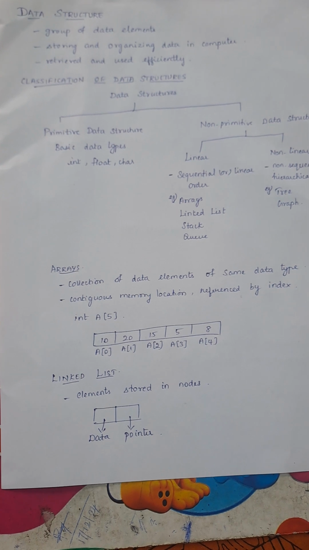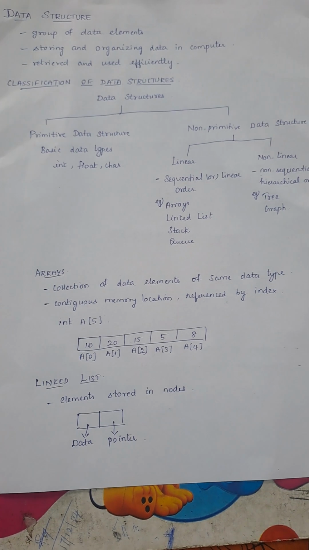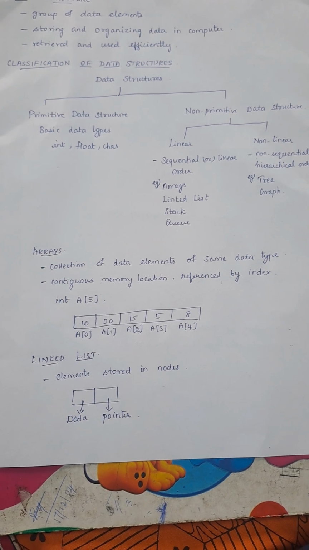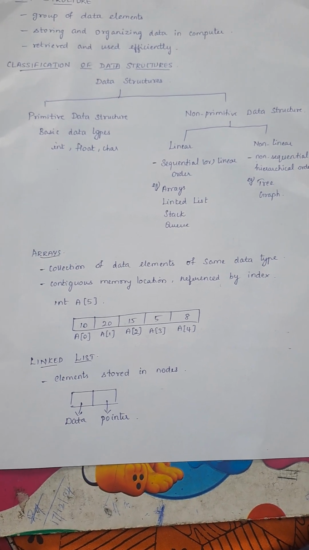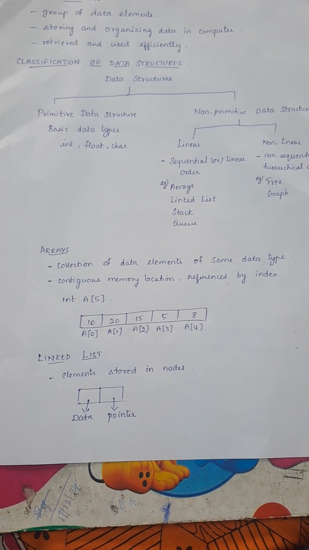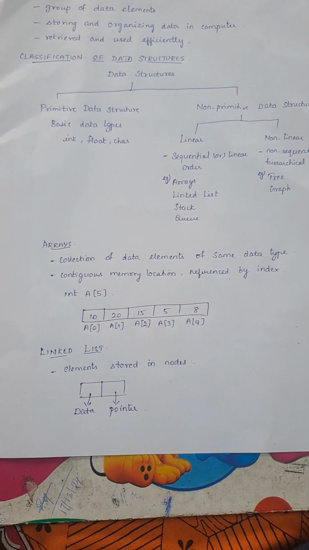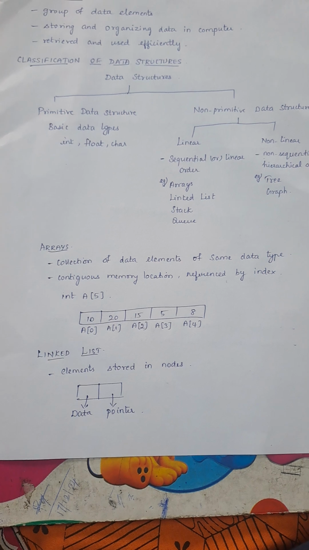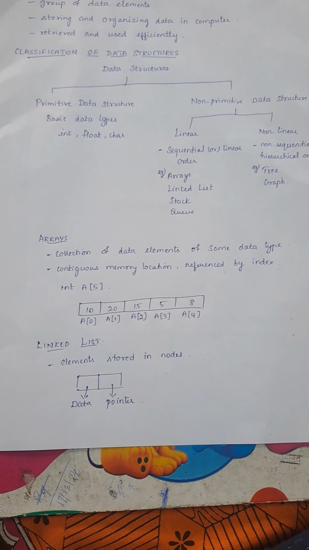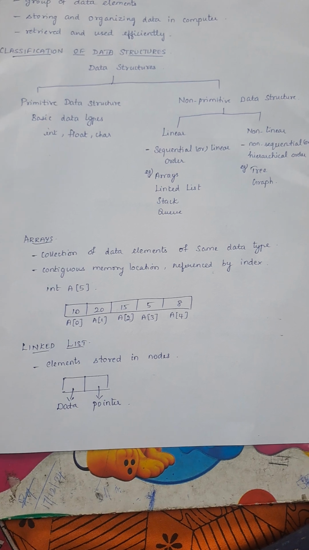And then comes the classification of data structure, where basically it is divided into two types: primitive data structure and non-primitive data structure. In primitive data structure it contains all the basic data types like int, char, float and all. And non-primitive data structure is again classified into two types: linear data structure and non-linear data structure.